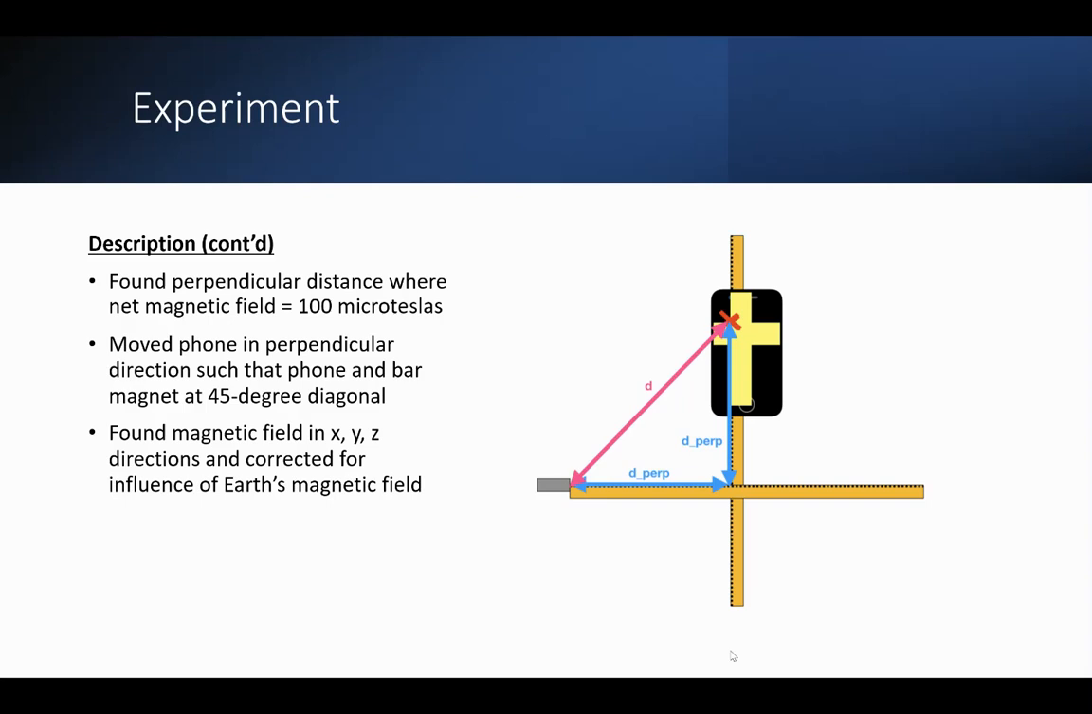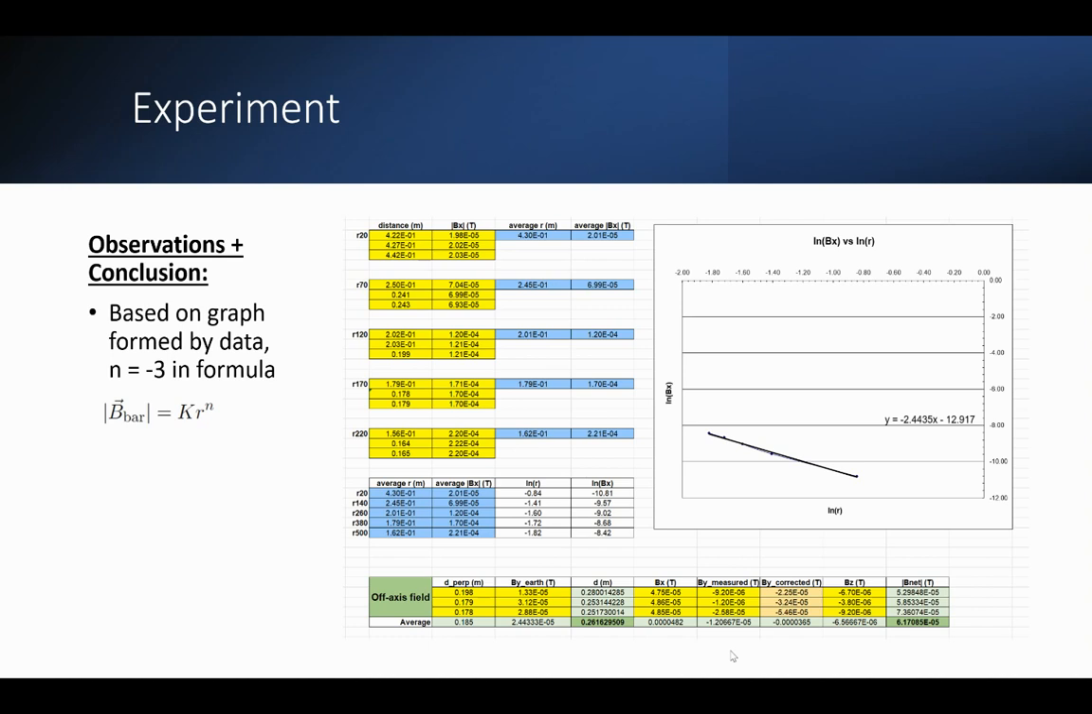For the second part of the physical experiment, we found the perpendicular distance where the net magnetic field was 100 microteslas. We then moved the phone in the perpendicular direction from this measurement such that the phone and the bar magnet were at a 45-degree diagonal. And then we found the magnetic field in this position in the x, y, and z directions, and then corrected for the influence of the Earth's magnetic field in the y direction. So for observations and conclusions, this spreadsheet screenshot shows all the measurements that we took. And based upon the graph formed by the data, n equals -3 in the formula shown below.